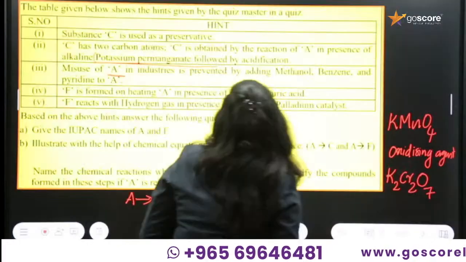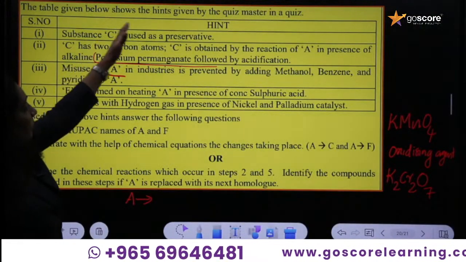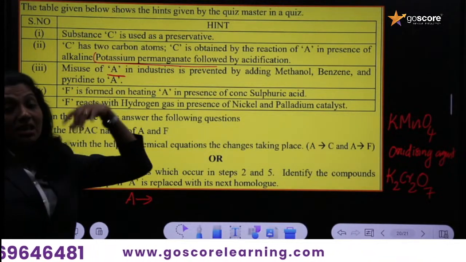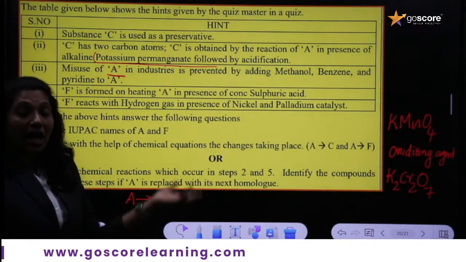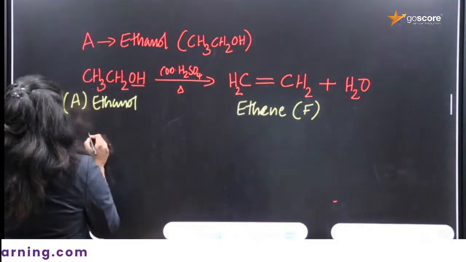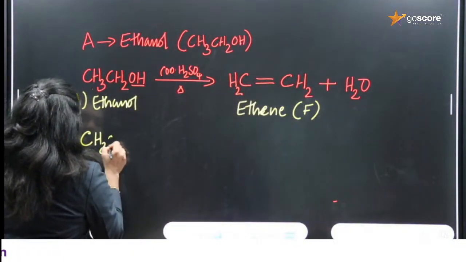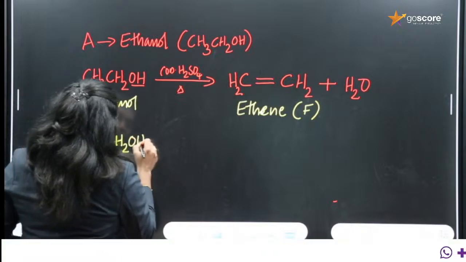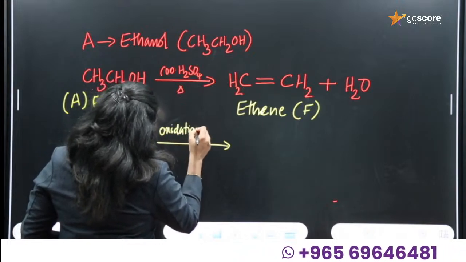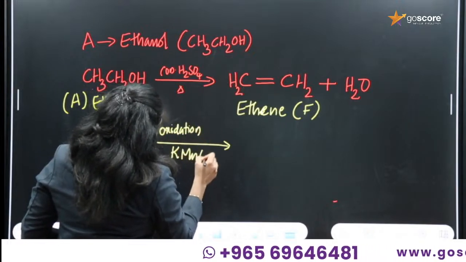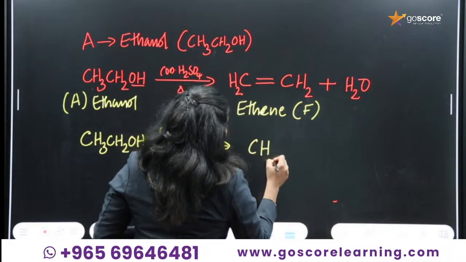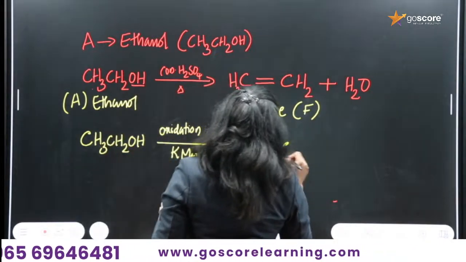Now see, C is formed when you treat the A with potassium permanganate. That is when you carry out the oxidation of alcohol. C is forming. What will happen when you do the oxidation of ethanol? CH3CH2OH upon oxidation, that is you are treating it with the oxidizing agent KMnO4 and you are heating it. What will be the product? You will be getting the ethanoic acid, right?